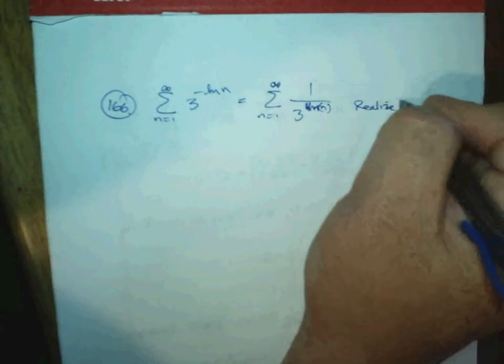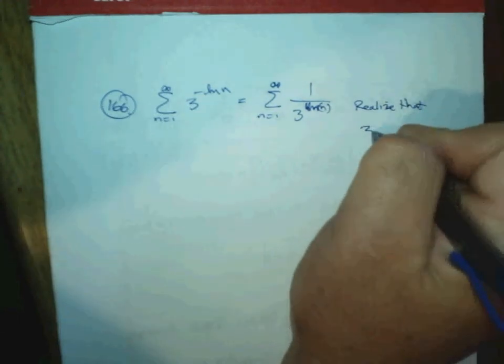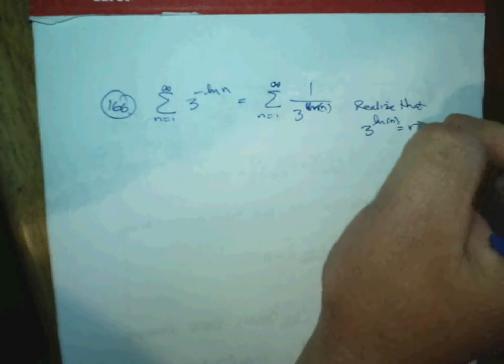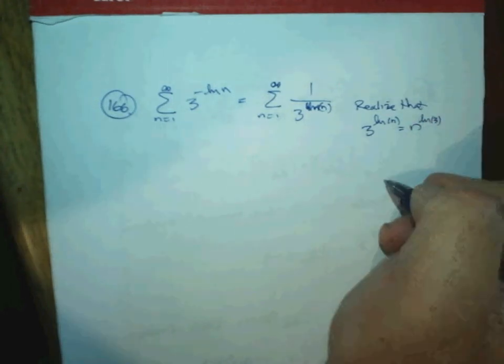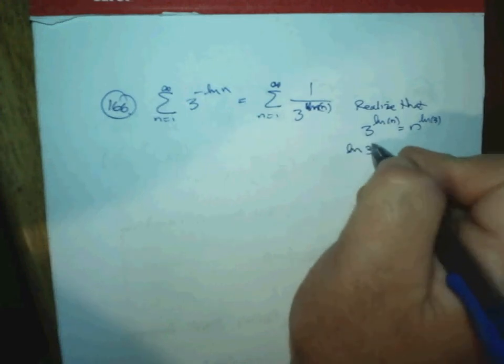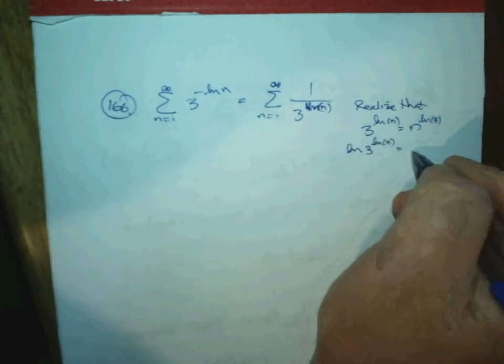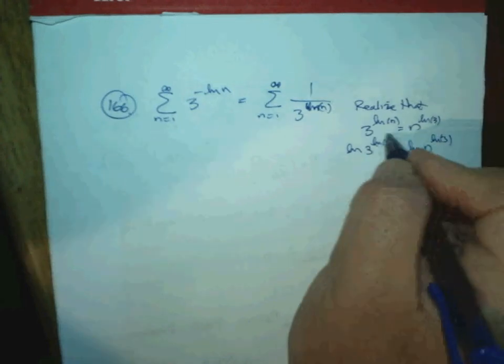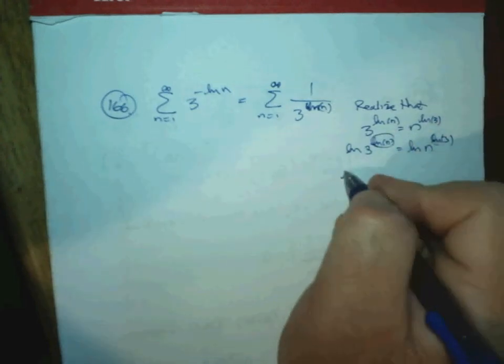Okay. Now the trick to this, and it is kind of tricky, I think, is to realize that 3 to the ln of n is the same thing as n to the ln of 3. Now, why is that? Well, if we take the natural log of both sides, we'll see.